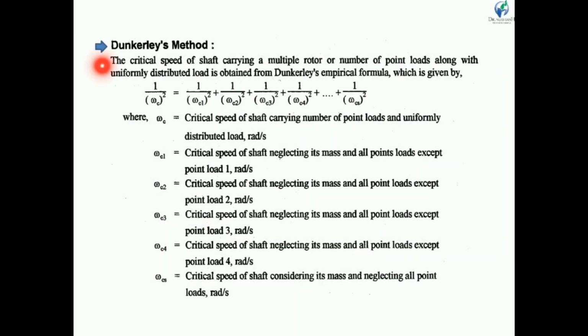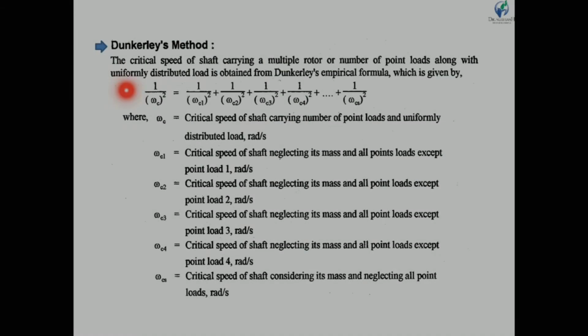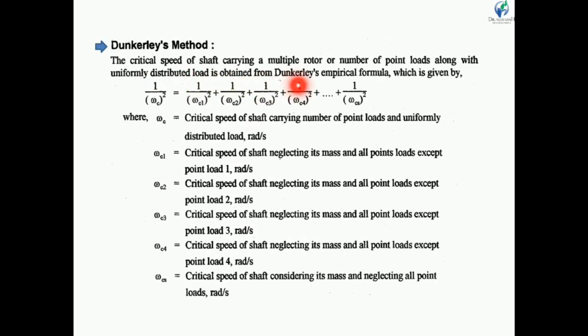Now another method is Rayleigh's empirical method. So the critical speed of a shaft carrying multiple rotors or a number of point loads along with a uniformly distributed load is obtained from Rayleigh's empirical equation. So this is based on an empirical equation, in which we can say that 1 upon omega c square is equal to 1 upon omega c1 square plus 1 upon omega c2 square plus 1 upon omega c3 square plus 1 upon omega c4 square plus so on. Where omega c is the critical speed of the shaft carrying a number of point loads and uniformly distributed load.